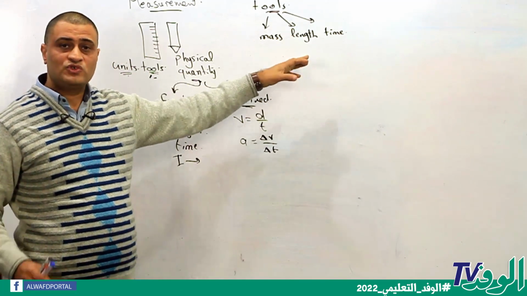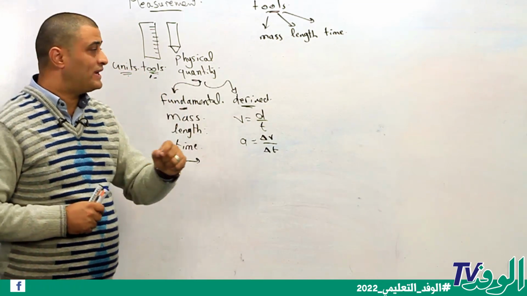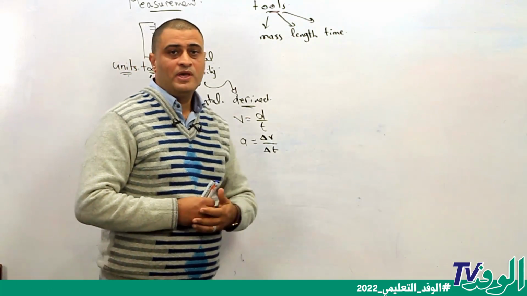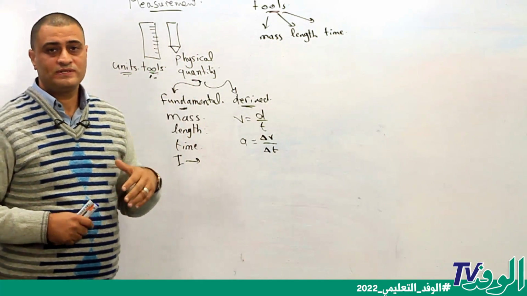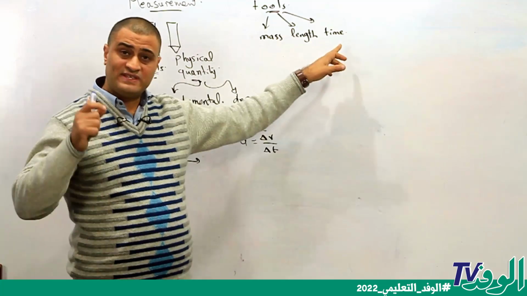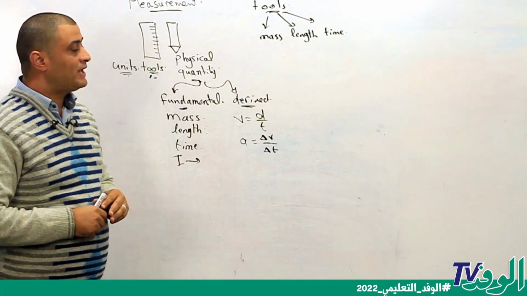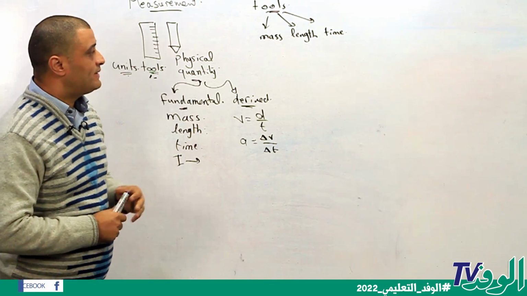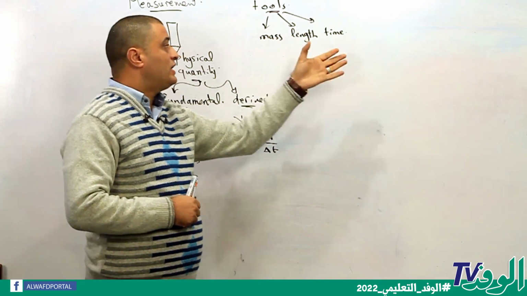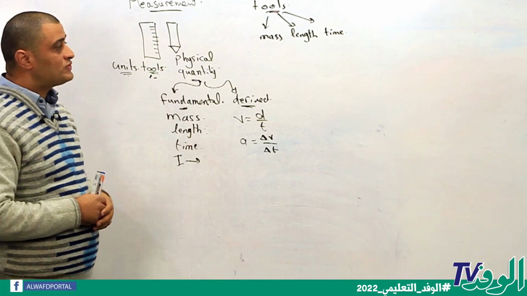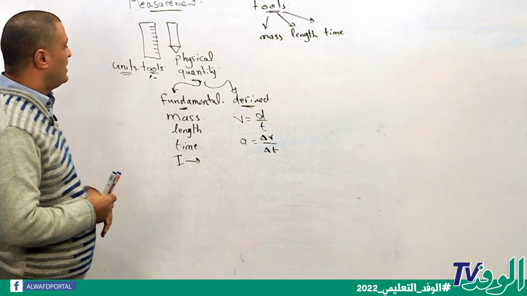Vernier caliper is used to measure very small lengths. Number three is the time. We begin with different tools until we have the digital watch and electronic watch or cesium clock. So we have different tools for mass, length, and time.